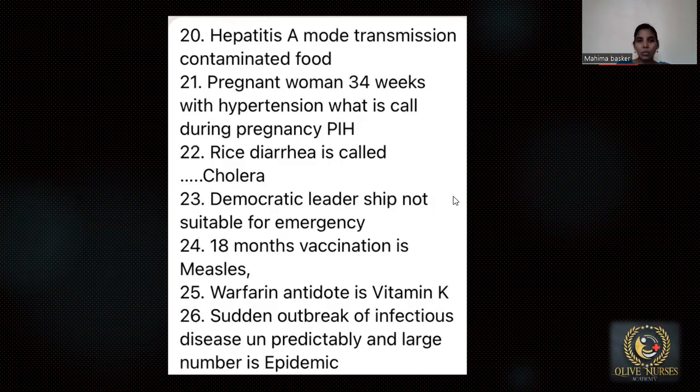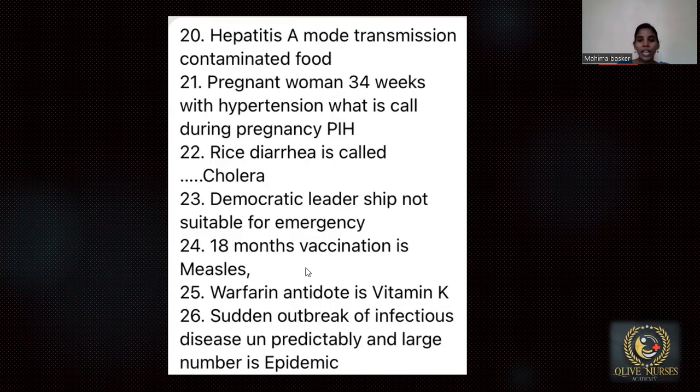18-month vaccine, what is the vaccine for the 18-month? It is measles, okay. Warfarin antidote. What is the warfarin antidote? It is vitamin K. Remember, vitamin K, it is the warfarin antidote.